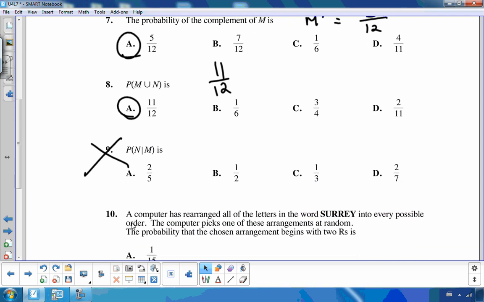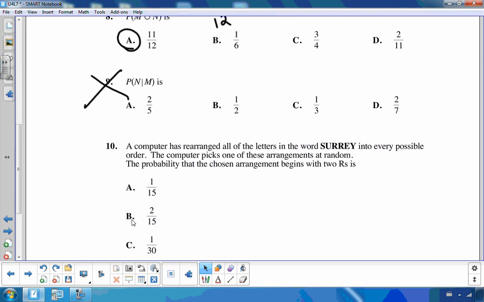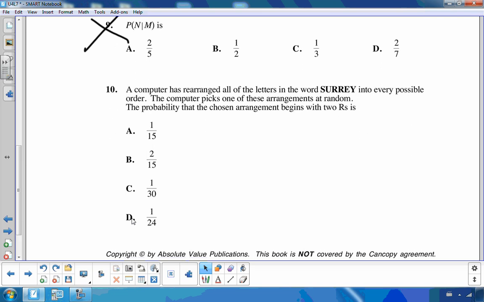Okay, we're going to omit number 9, not part of the curriculum. And let's do number 10. So a computer has rearranged all of the letters in the word Surrey into every possible order. The computer picks one of these arrangements at random. The probability that the chosen arrangement begins with 2 R's. Okay, so this is a permutation question. So I have 1, 2, 3, 4, 5, 6 letters. 2 of them are the letter R, no other repeats.